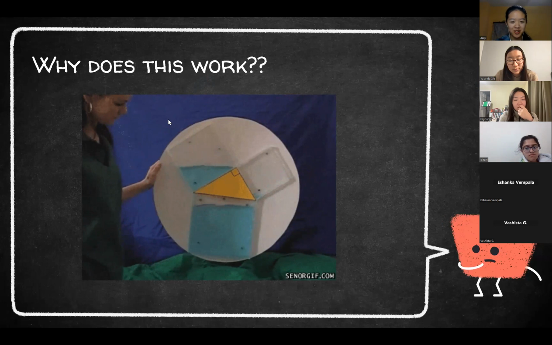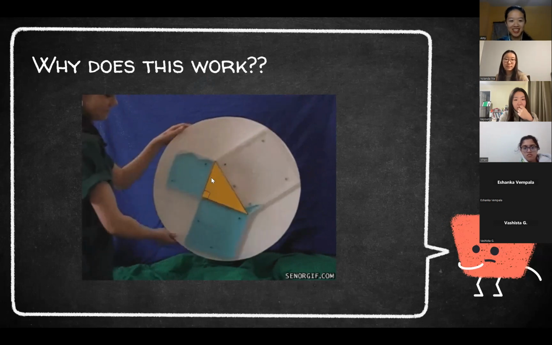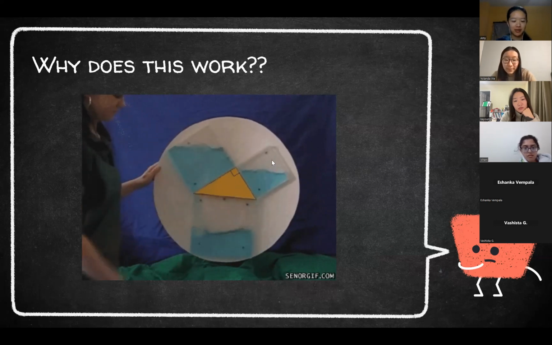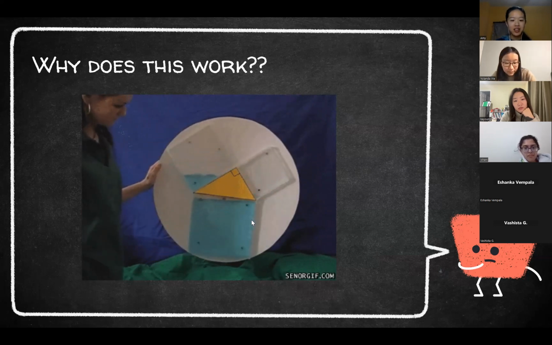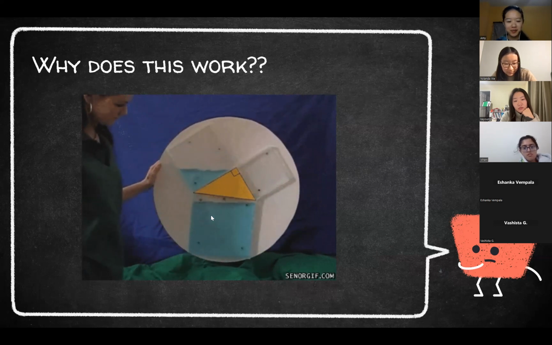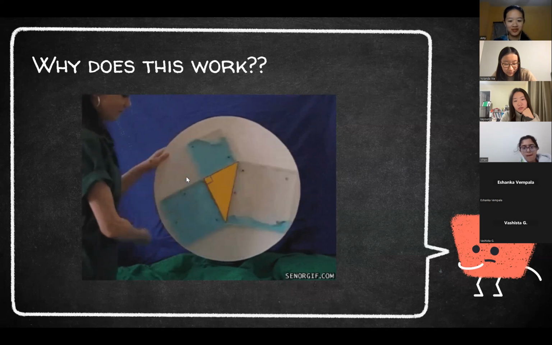This is a cool visual for why it works. You can see each of the sides of the little triangle has a square. And the sum of the squares of the legs, so the sum of these two smaller squares, perfectly equals the amount of water that can fit into the big one. So it's just a cool visual.